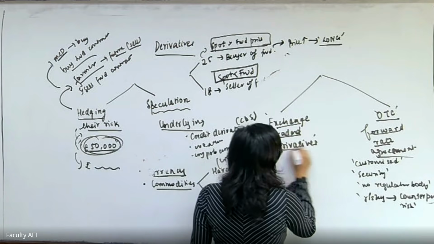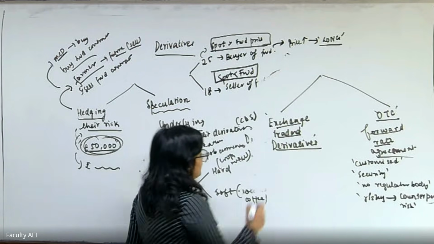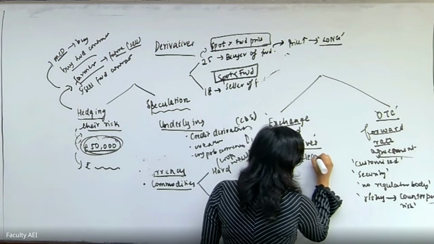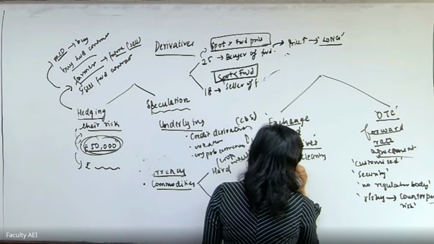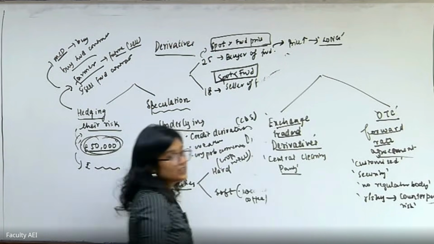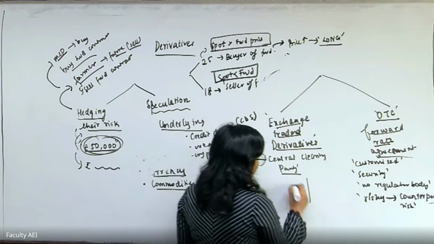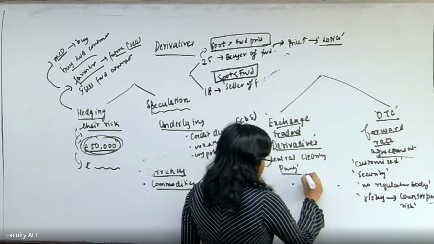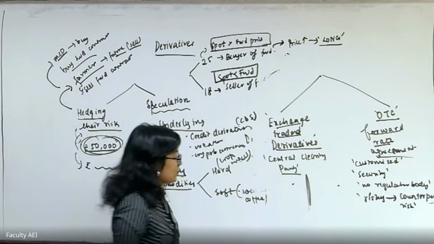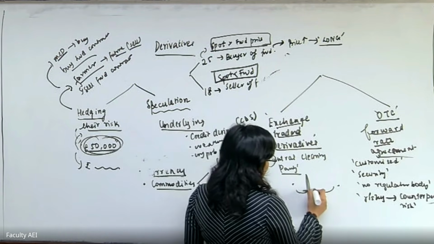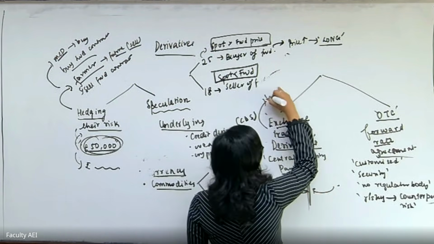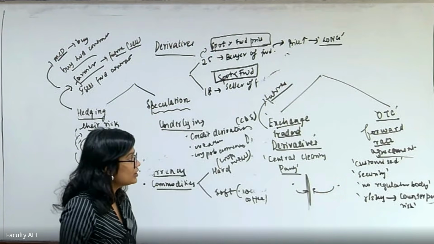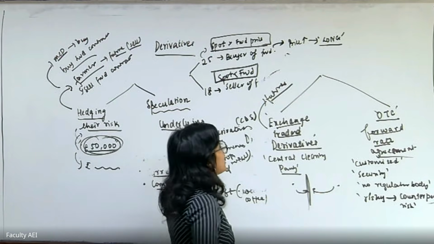In case of exchange traded derivatives, there is a central clearing house party. The central clearing party stands between the buyer and the seller of the forward contract. This CCP would be asking the buyer and the seller of the forward contract to submit some margin. Exchange traded derivatives are also called futures. Futures are exchange traded derivatives, and forward rate agreements are over the counter derivatives.